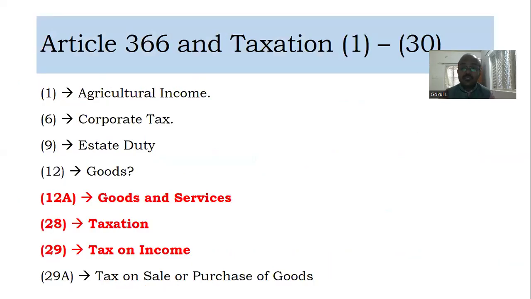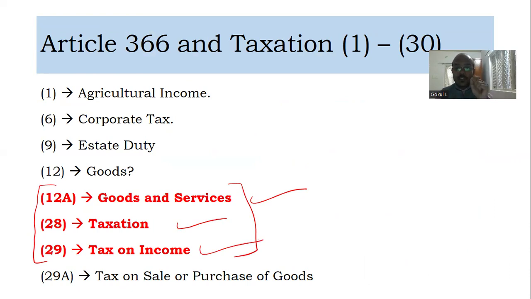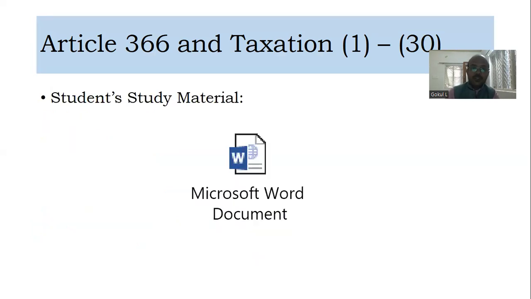Next, Article 366, as I told, very, very important. There are so many articles, and in this article, sub-articles we have. As you can see, red highlighted words give the definitions of all these things. It speaks about what is goods and service, what is taxation, what is income, tax on income. So all these terms are defined in Article 366. So don't you feel this is a very important article? And you have another article, tax on sale or purchase of goods. Okay, so this is how it is being structured.